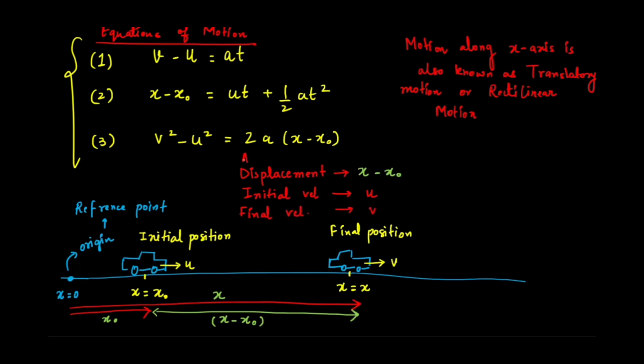Also, acceleration is something which is represented by a. So whenever we are going to solve any problem based upon these things, we need to have at least three of the given quantities to find the remaining quantity.